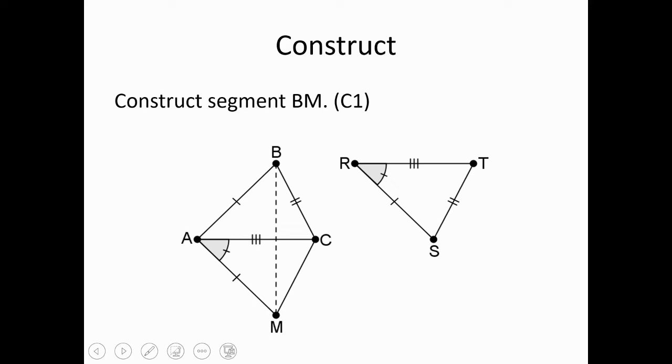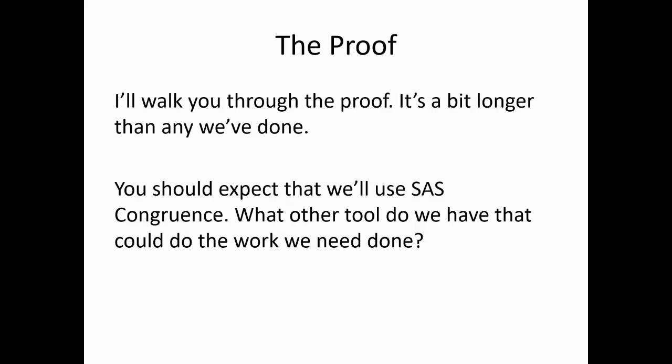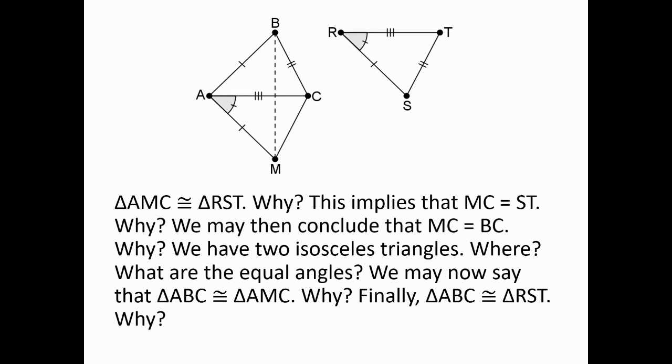The basic strategy is this: we will prove that AMC, the new triangle, the one attached to ABC, is congruent to RST. Then we will prove that ABC is congruent to AMC. And then it will follow, did you guess, did you know, that ABC is congruent to RST by the transitivity of congruence. So it'll be the transitivity of congruence that ultimately carries us to the congruence of ABC and RST. You should expect as well that we will make use of SAS congruence too, as I mentioned a moment ago. So now let me walk you through this proof.